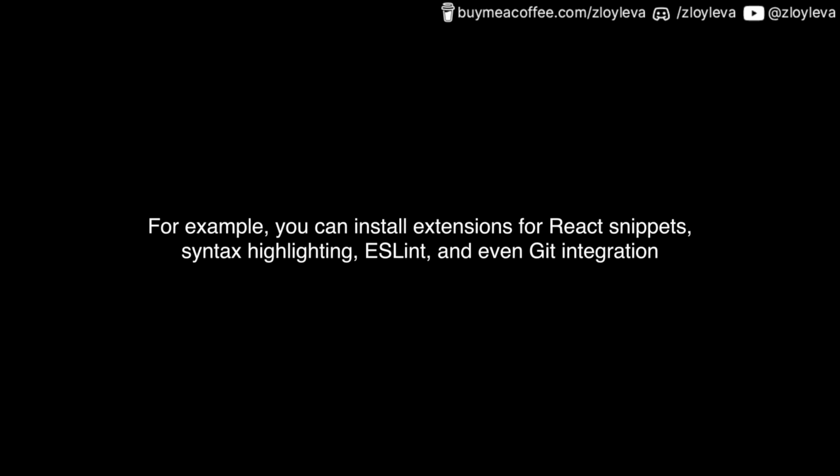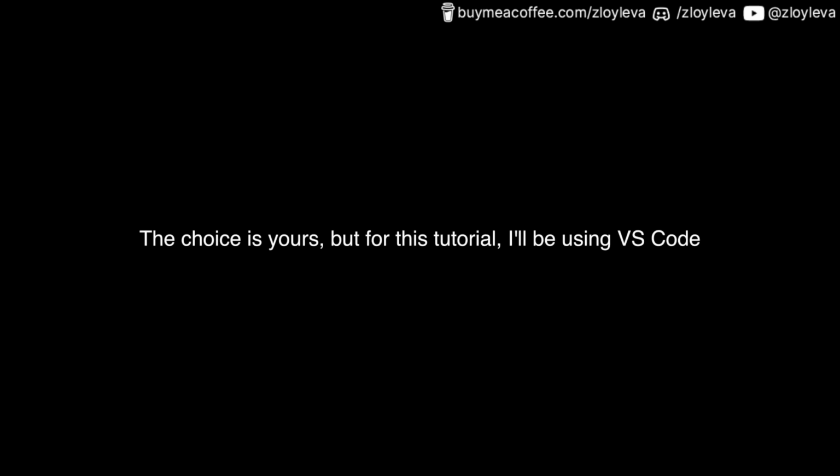One of its biggest advantages is the huge library of extensions. For example, you can install extensions for React snippets, syntax highlighting, ESLint, and even Git integration. If you want an all-in-one professional tool, you could also try WebStorm. It's paid, but it has many features built in. The choice is yours, but for this tutorial, I'll be using VS Code.